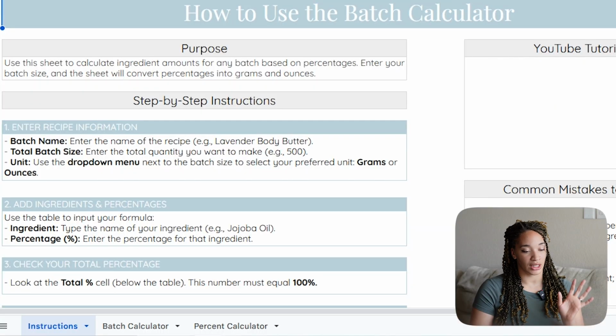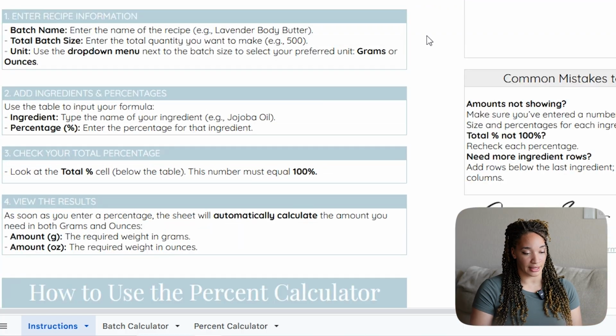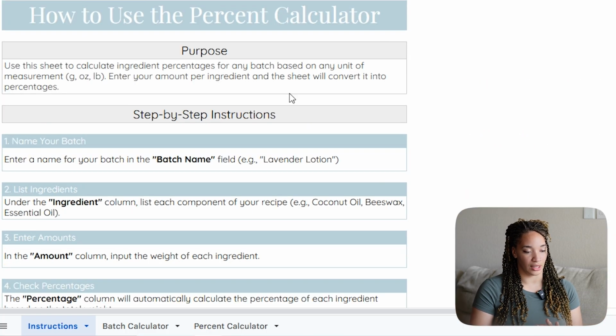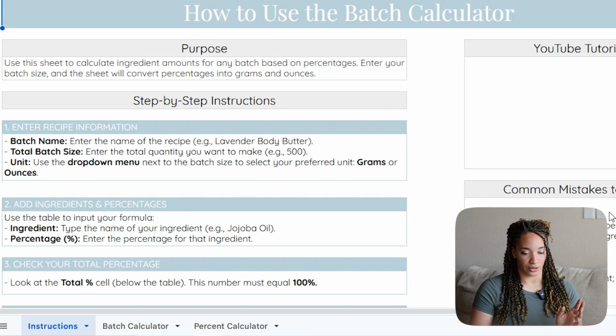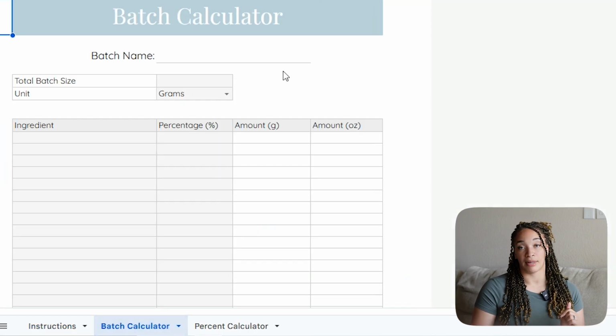So this first page is just directions for use for both the batch calculator, and then when you scroll down, you'll see how to use the percent calculator. And then for the batch calculator, you'll see some common mistakes to avoid. First, let's go into the batch calculator.